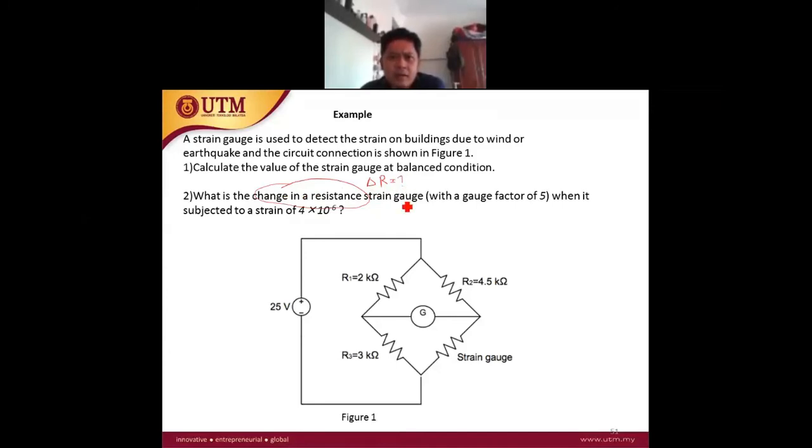What is delta R, where the gauge factor is 5 when it's subjected to a strain, a mechanical strain of 4 times 10 to the power of 6? So first we need to know what is the default value of the strain gauge when there's no stress. So this is a Wheatstone bridge.